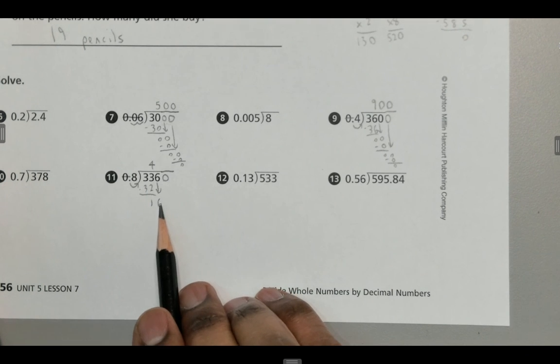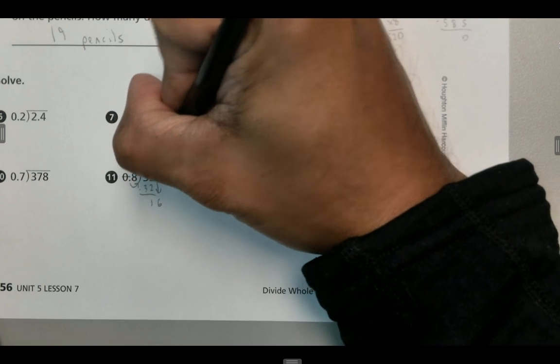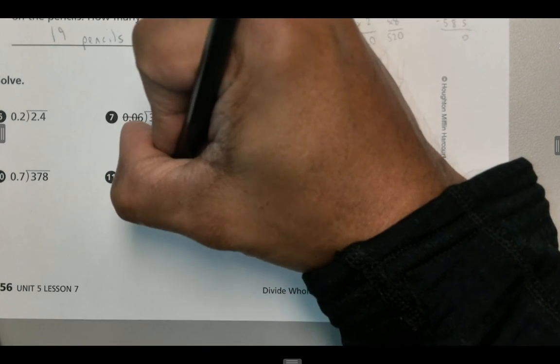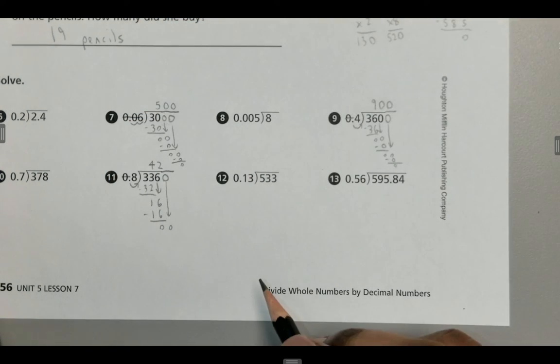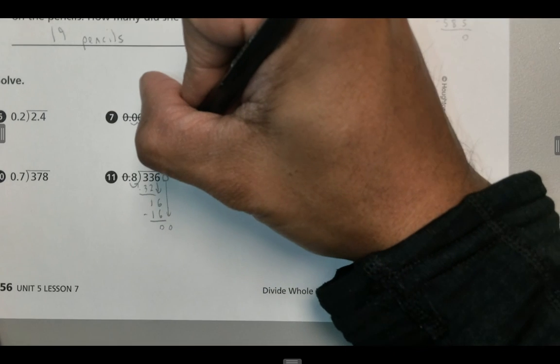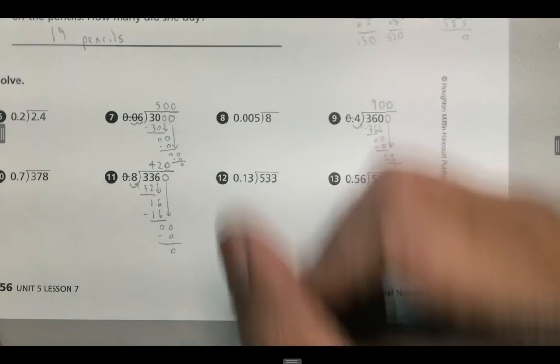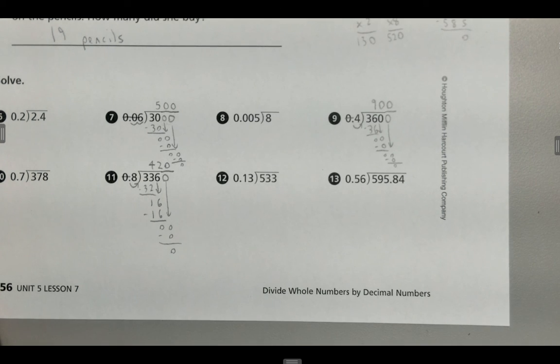Find 8 goes into 16 twice. 8 multiplied by 2 is 16. Let's subtract. Let's bring down. Let's find 8 goes into 0 0 times. 8 multiplied by 0 is 0. There's nothing left to bring down, nothing left over. Our answer is 420.